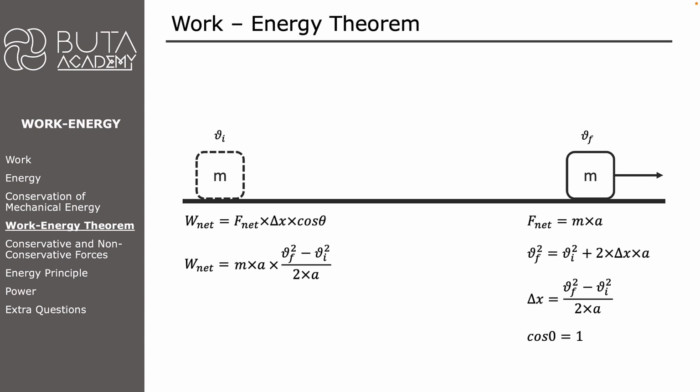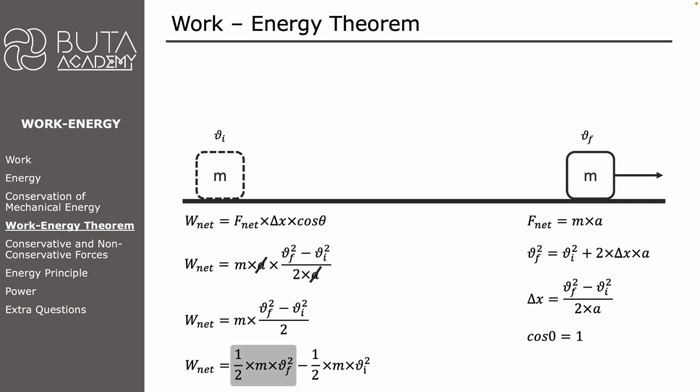The equation can then be simplified because accelerations will cancel each other. As a result, net work is equal to mass times difference of squares of final and initial velocities over 2. After some refactoring, the equation can be expressed as 1 over 2 times the mass times square of the final velocity minus 1 over 2 times the mass times square of the initial velocity.